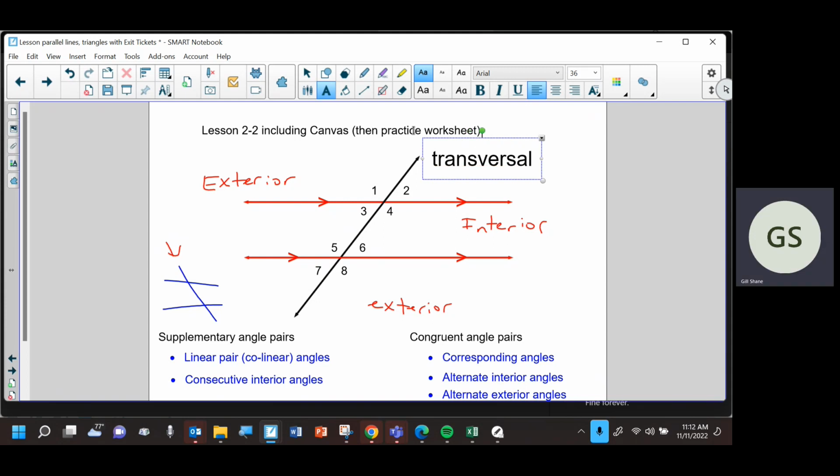All right, so it's called the transversal. So this line right here, bring it top of the page. I'm gonna have to try to.